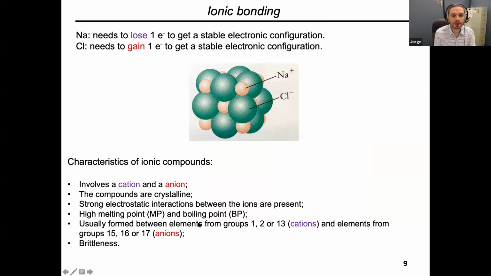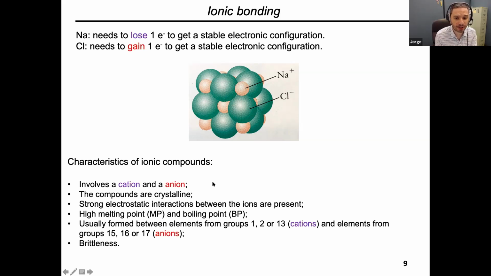Okay, so let's talk about the characteristics of ionic compounds. Okay, when sodium and chlorine combine, they will form this very well organized crystal where we have sodium surrounded by chloride ions. See here that sodium is the small sphere and chloride is the large ones. That's because sodium plus lost 1 electron, therefore the radius decrease, and chloride gained 1 electron, therefore the radius increased.